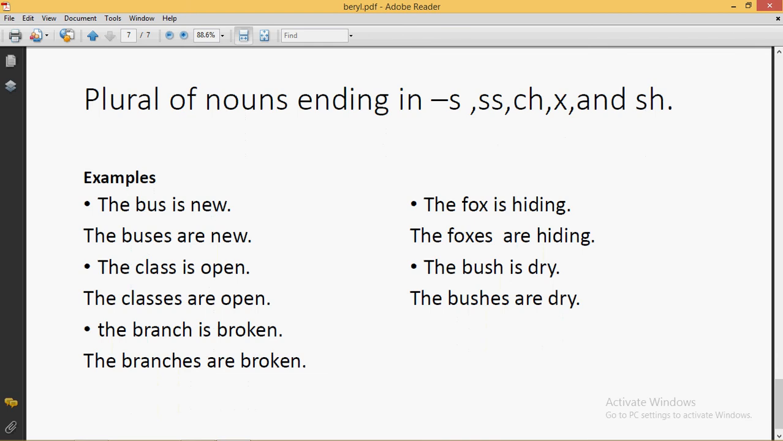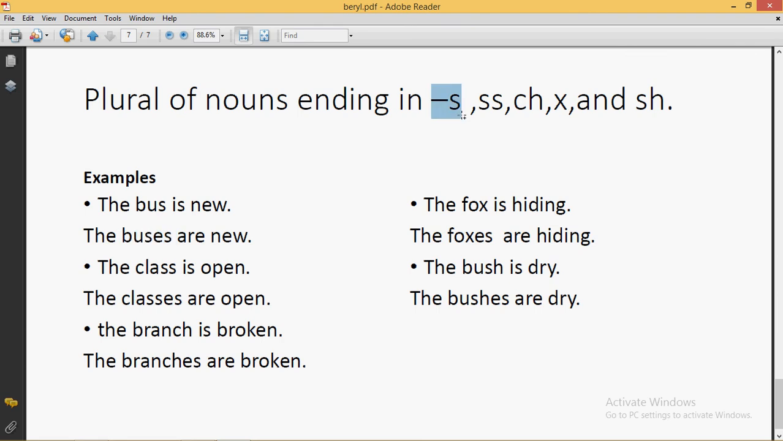Now, the plural of nouns ending in S, double S, CH, X, and SH. Example, the bus is new. Bus is singular. A bus is in singular form. It ends in S, so it must have a plural. The plural of bus is buses. So, you say the buses are new. The plural of bus ends in ES.